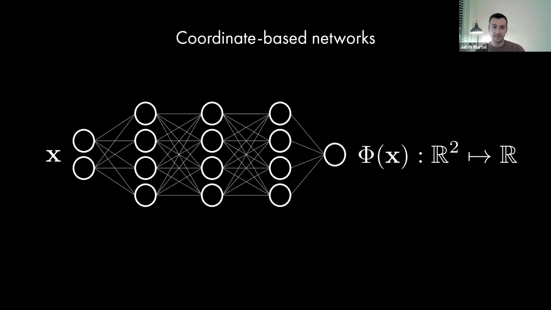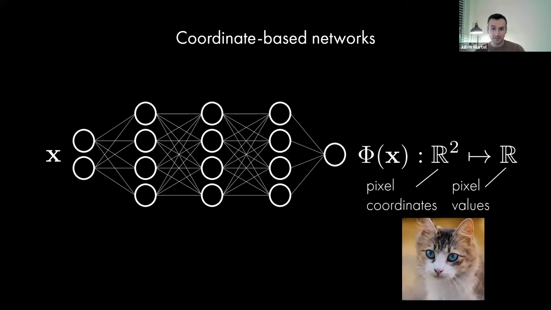We're still in this scenario of neural fields in which we have input x and output phi of x. Here x would represent, for instance, pixel coordinates, or in the case of volume rendering, the position in the volume, and the output is the pixel value for an image, or in the case of volume rendering, the absorption of the volume at that particular position.